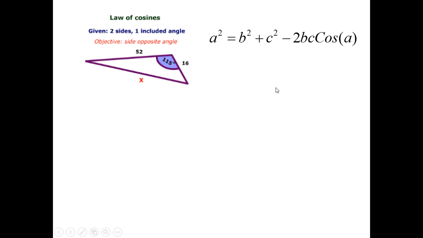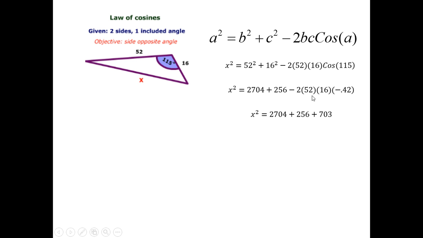So the next part of the formula is just putting in everything. Again, X is the side we're trying to find. That's going to go right here. The other two sides are B and C. They go into our formula appropriately. And we take the cosine of the angle opposite the side we're trying to find. I'm going to do all the squaring. 52 squared is 2704, 16 squared is 256. And the cosine of 115 is negative 0.42.